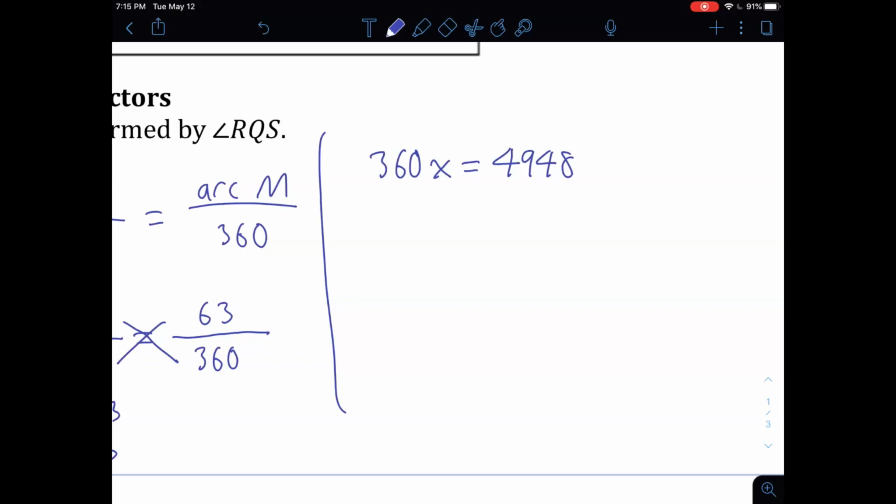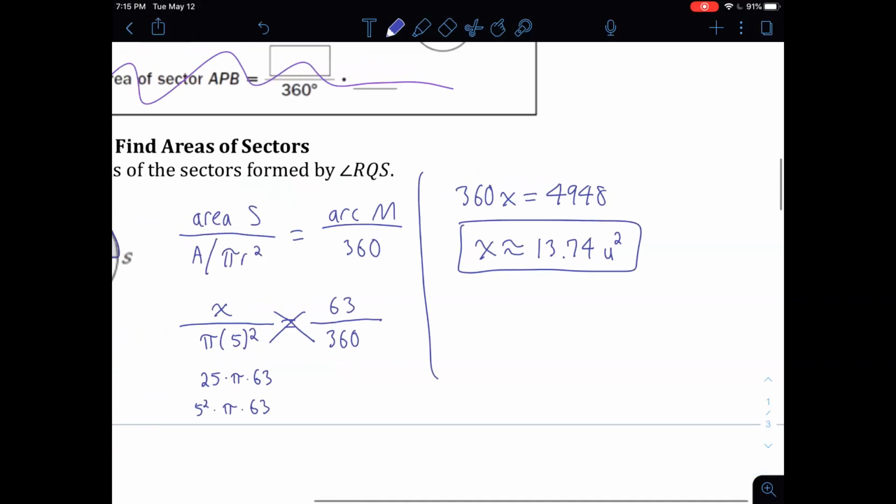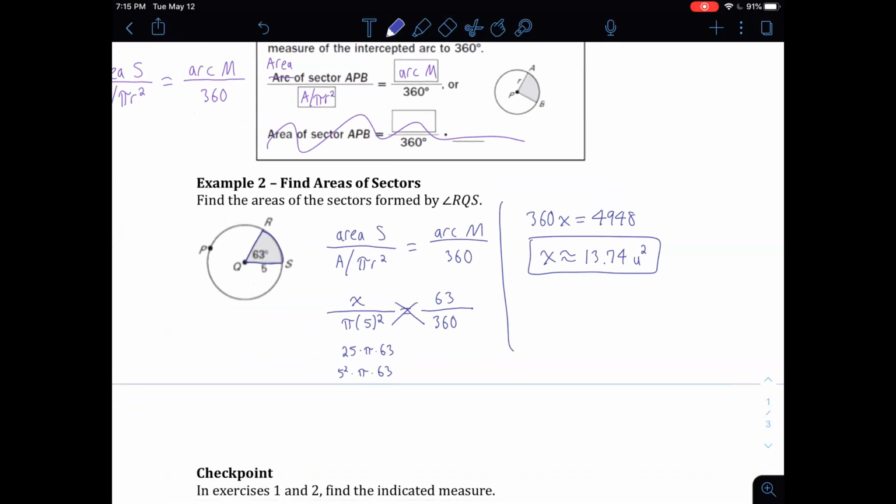And how do we solve for x now? How do we undo this times in the middle by the x there? We're going to divide by 360, so x is going to be approximately, I got 13.74. And there's no units, so we put units squared, because it's still an area, but we don't have units for this one. And there you go. Just plug it into the formula. All right.